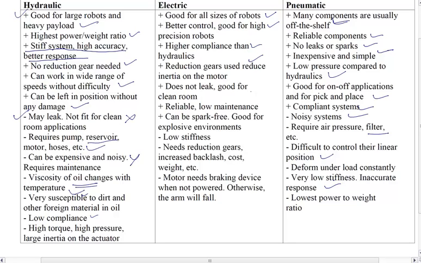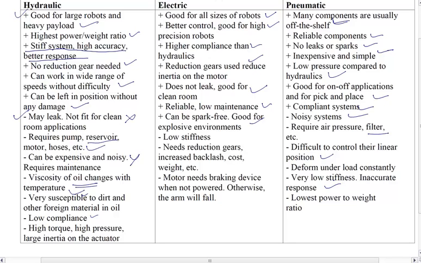The very good thing is that you can use it in clean room applications as it does not leak. It is reliable and requires very low maintenance. Electric motors require very low maintenance. Initially there used to be this problem of sparks generated in electrical motors, but nowadays we can have them spark free. So whenever you have an environment which has lots of gases in it, you can even use electric motors, because now there is no spark generated when you are running an electric motor.